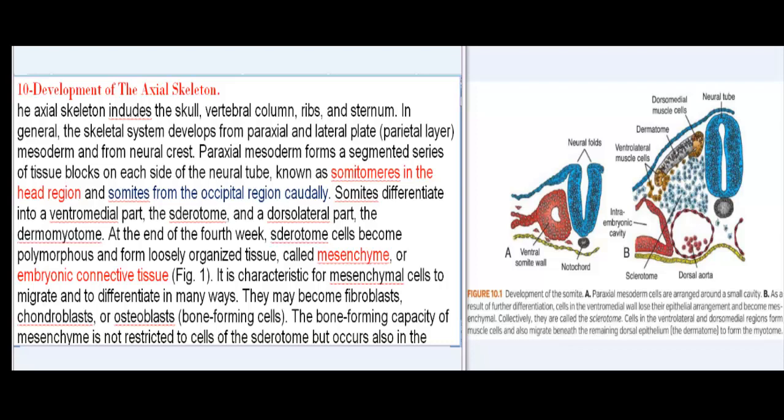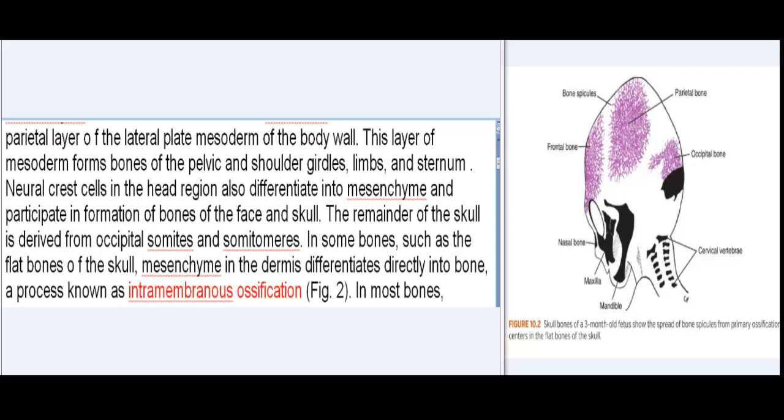The bone-forming capacity of mesenchyme is not restricted to cells of the sclerotome but occurs also in the parietal layer of the lateral plate mesoderm of the body wall. This layer of mesoderm forms bones of the pelvic and shoulder girdles, limbs, and sternum. Neural crest cells in the head region also differentiate into mesenchyme and participate in formation of bones of the face and skull. The remainder of the skull is derived from occipital somites and somitomeres.